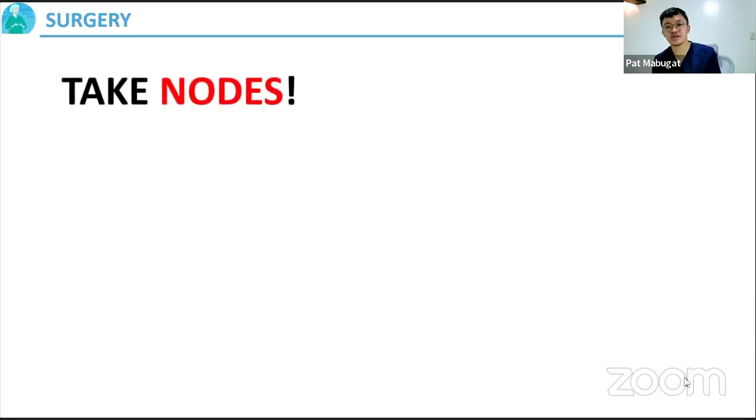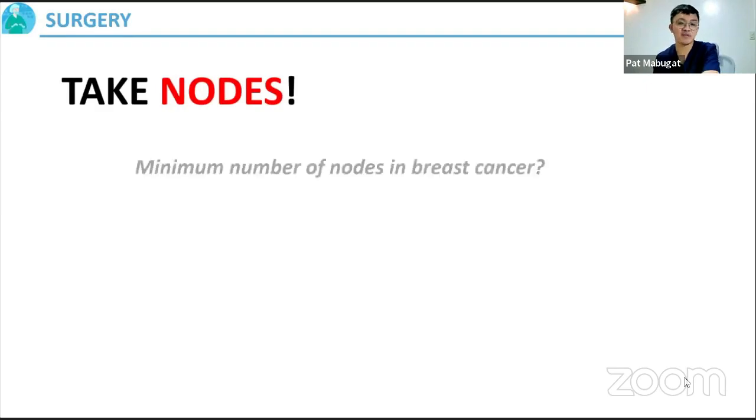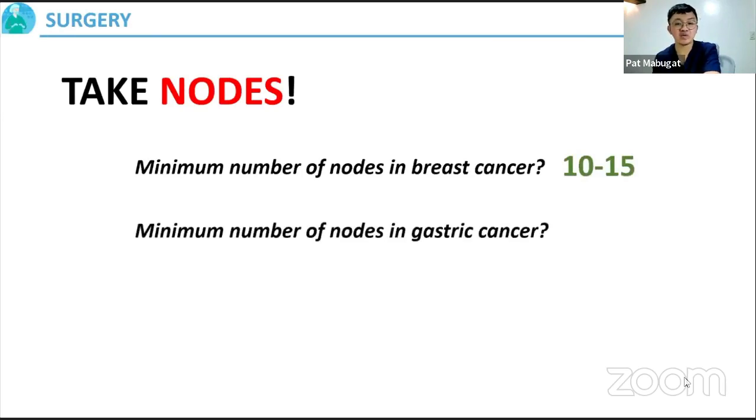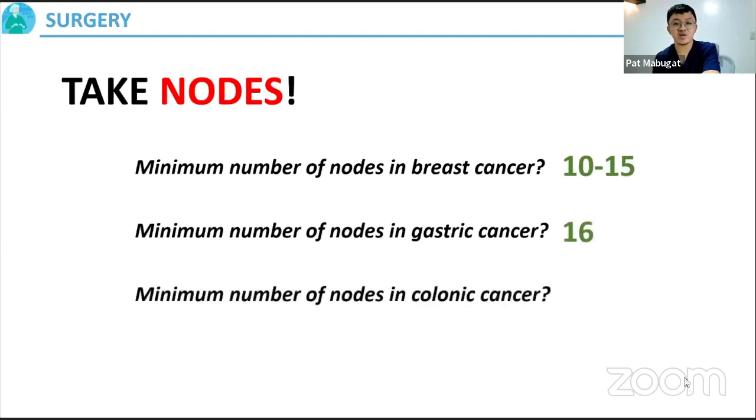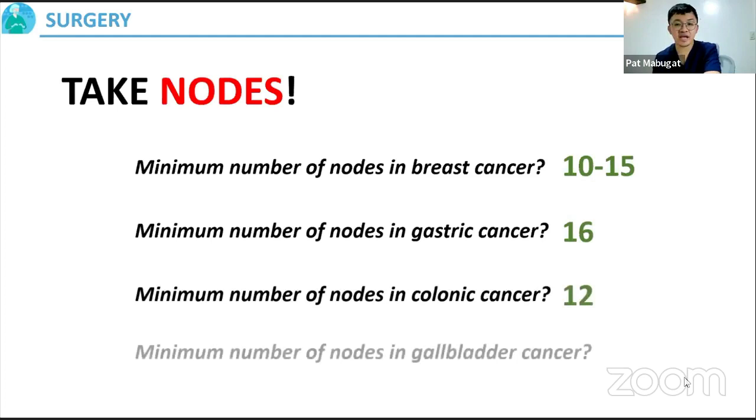Okay, take nodes. Right? I've summarized the number of nodes needed for certain surgical procedures or oncologic resections. For breast cancer, it's 10 to 15. Minimum number of nodes in gastric cancer, it's 16. Colonic cancer, it's 12. Gallbladder cancer, it's 6. Again, breast cancer, 10 to 15. Gastric cancer, 16. Colonic cancer, 12. Gallbladder cancer, 6. Okay?